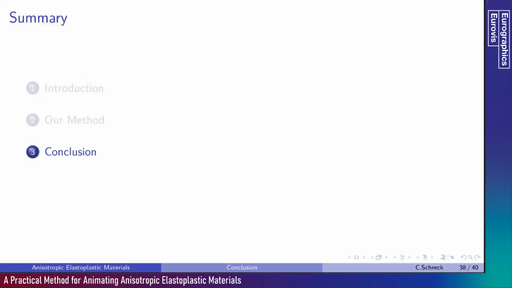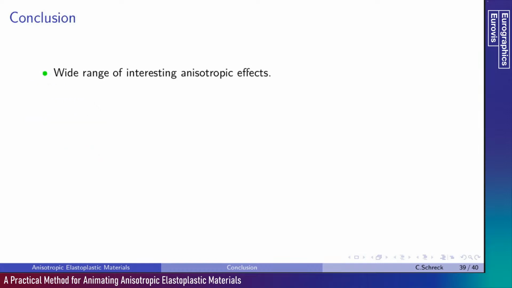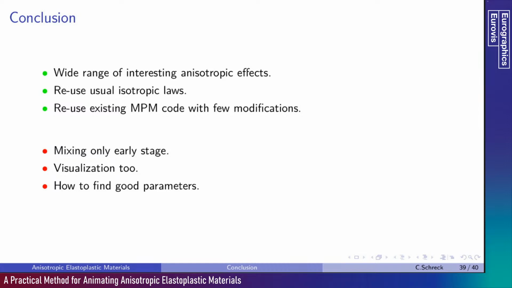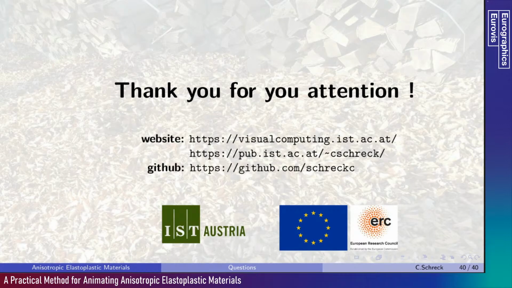To conclude, we obtain a wide range of possible anisotropic effects, while reusing usual isotropic laws and with minimal modification of the MPM code. But the two extensions I showed are still in a very early stage and will require much more work and studies. And another big problem is that it's very difficult for now to find the right parameters that would correspond to an actual physical material. Solving these problems would make some interesting future works.